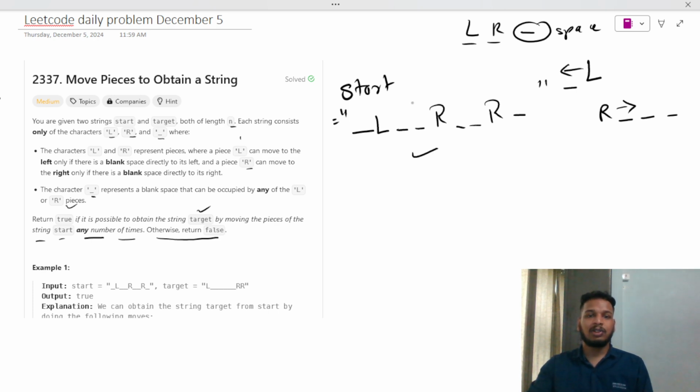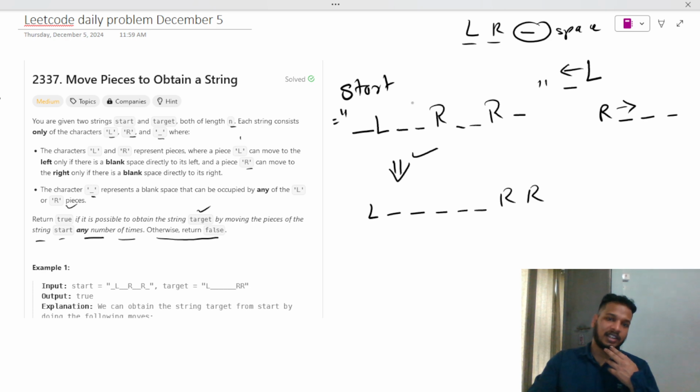The question is whether it is possible to make the target from the start string. Our target is L underscore R R. This is the problem, and I hope you understood it. Let's jump into the solution.